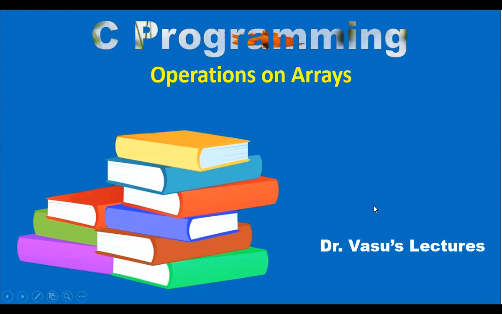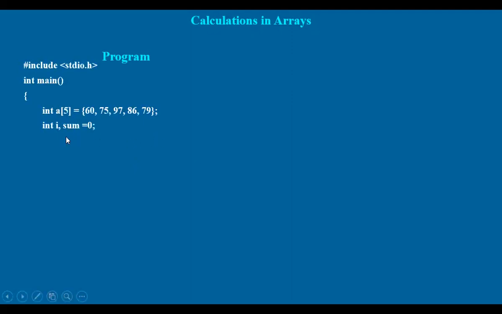So what are the different types of operations that can be done on arrays? Here, let us see. Suppose I want to do some calculations in arrays. So let's take a simple program. We have declared an array called A, having all the 5 integer values. And suppose we want to add all these values and get the sum of all these.